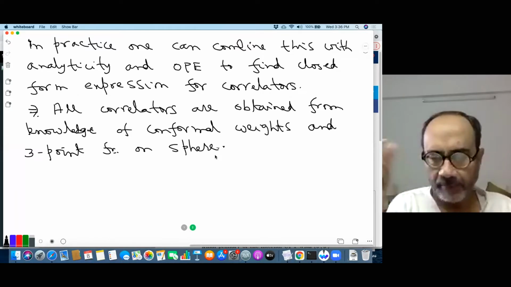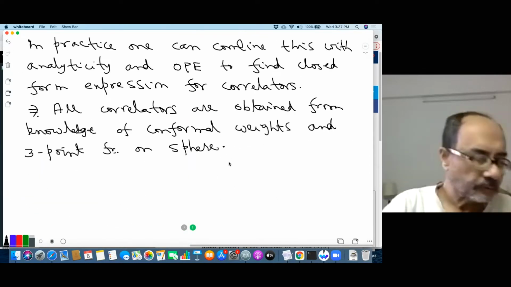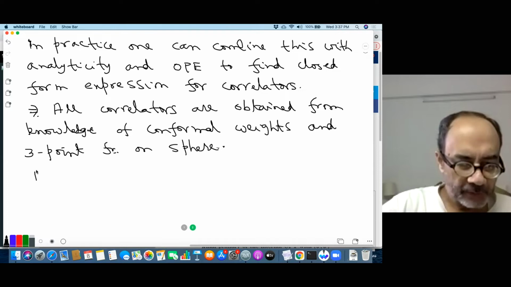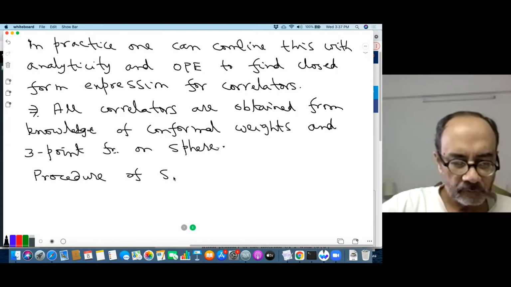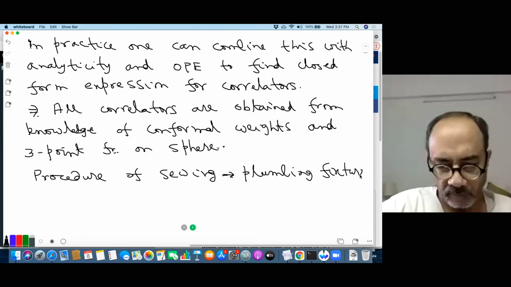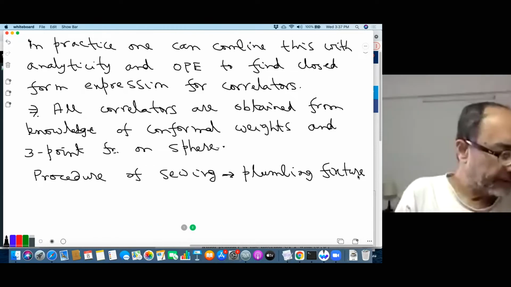The conformal weights are needed because, as you can see in the formula that we had, you do need the information about the conformal weights of the basis states. So this procedure is called plumbing fixture. The procedure of sewing that we described is often referred to as the plumbing fixture, where it's like connecting the two punctures by a pipe. You are just adding a handle.